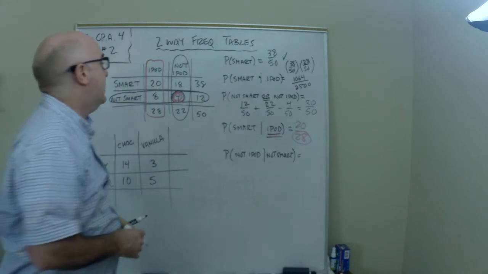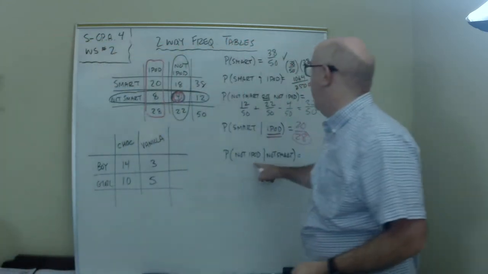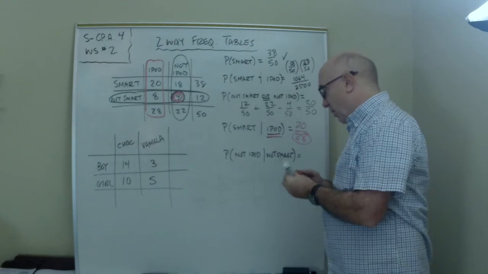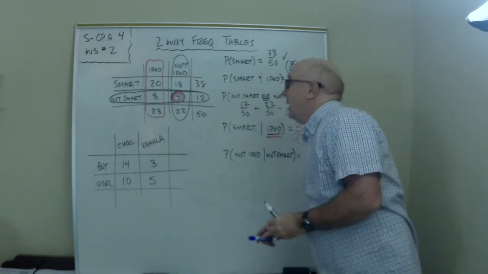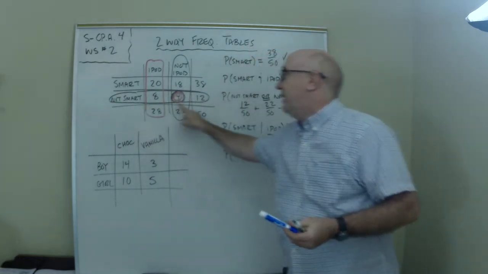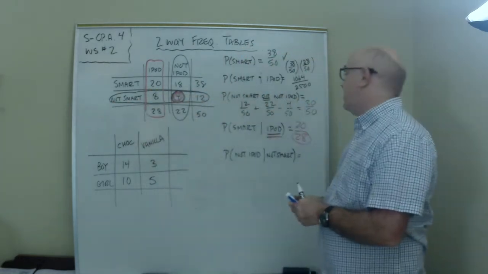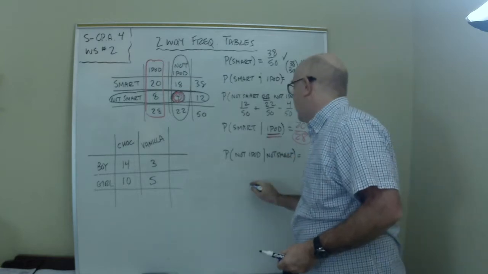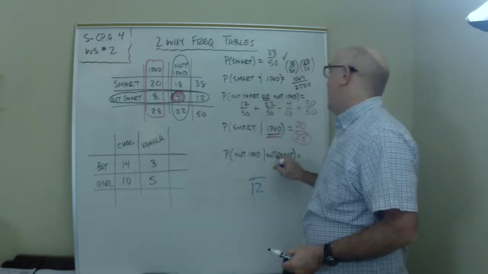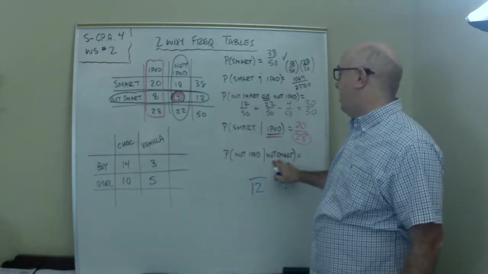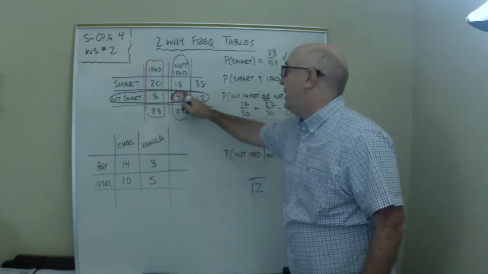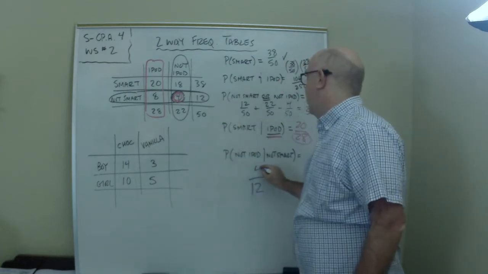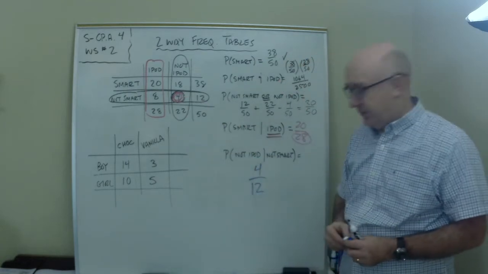So here's a group: we do not own a smartphone. It's already kind of highlighted. There it is. It's going to be out of 12 because I know that I don't own a smartphone, but I do not own an iPod either. So it's 4 out of 12.